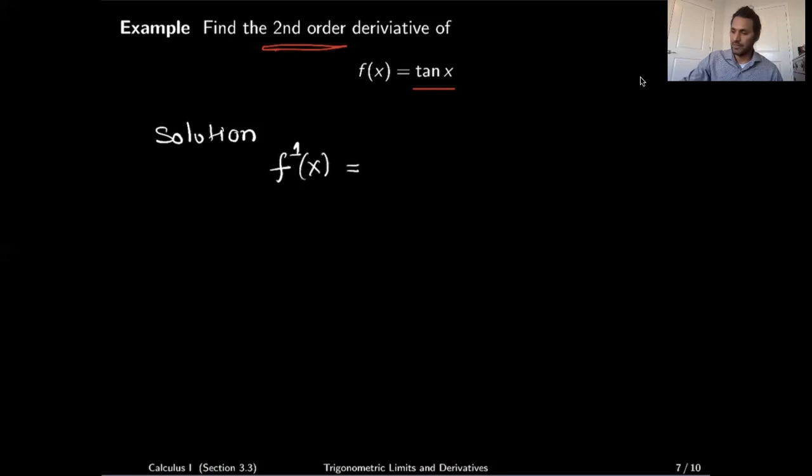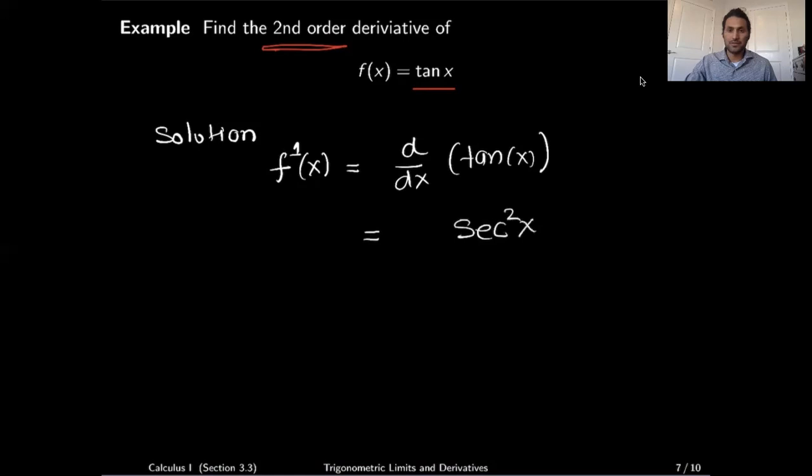First order is dy by dx of tangent x, which we have seen a few minutes ago. The derivative of tangent x was secant square x, which can also be written as secant x times secant x. The square of secant x is secant x times secant x. Now, this is the product of secant x function with itself.